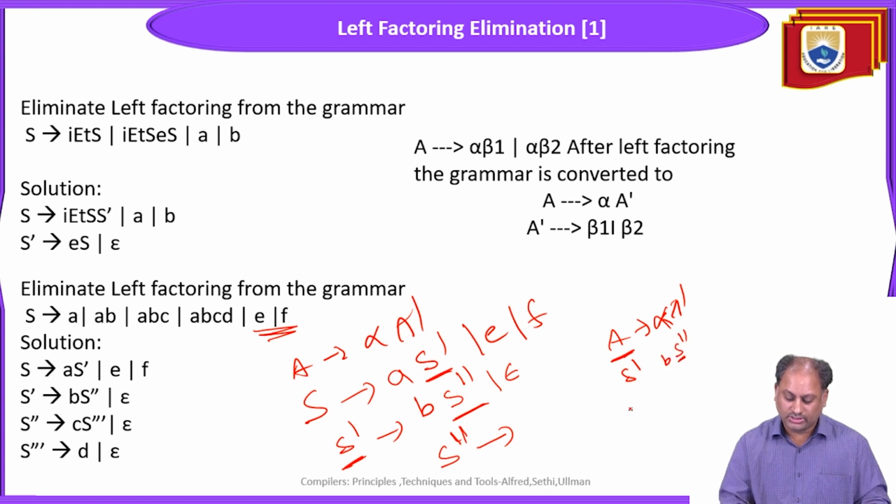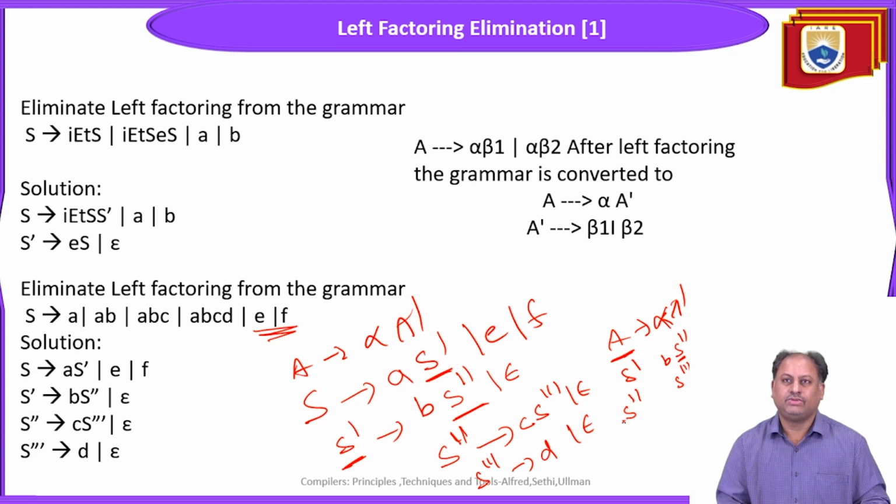So suppose here in this case, what is S? S double dash. So that's why. And what is this beta 1? That is alpha, that is C. And once again we'll get S triple dash. So S triple dash, which is equal to what is here? D. And then here in this case, epsilon.